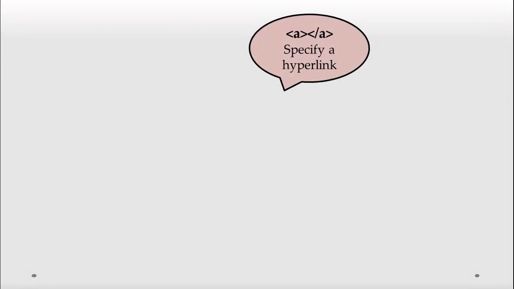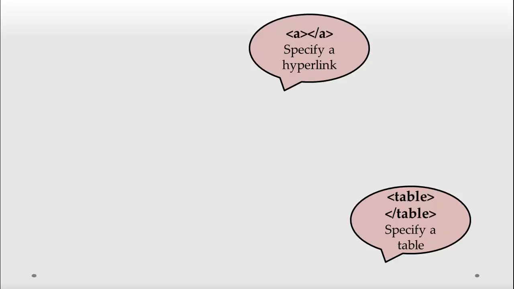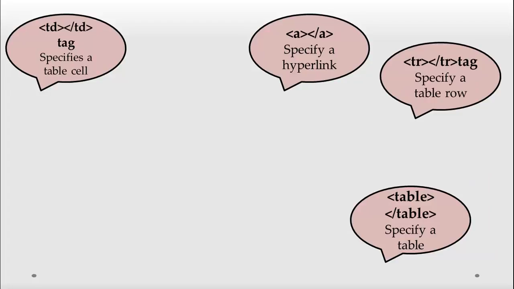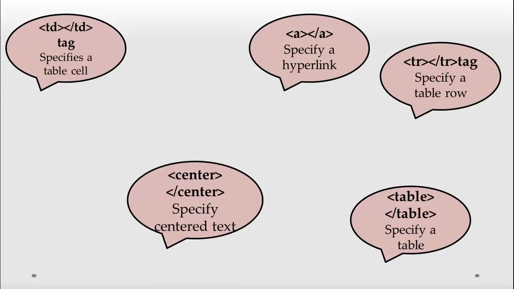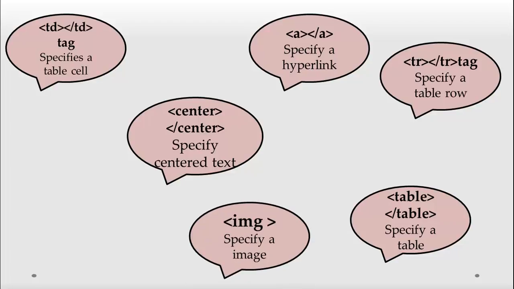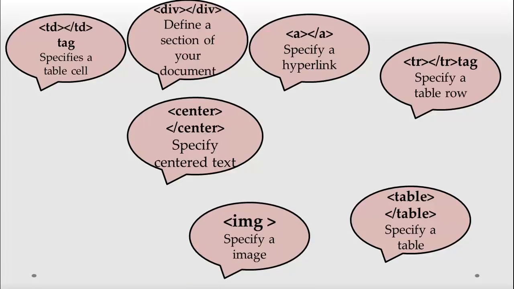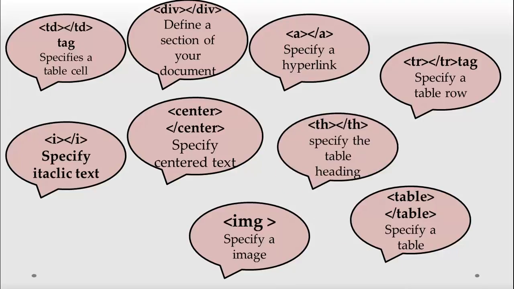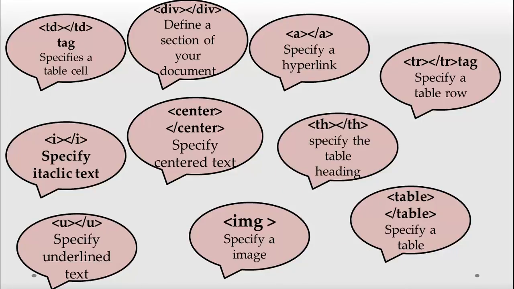Now some basic tags and tag uses. The a tag specifies a hyperlink. The table tag specifies a table. The td tag specifies a table cell. The tr tag specifies a table row. The center tag specifies centered text. The img tag specifies an image. The div tag defines a section of your document. The i tag specifies italic text. The th tag specifies the table heading. The u tag specifies underlined text.